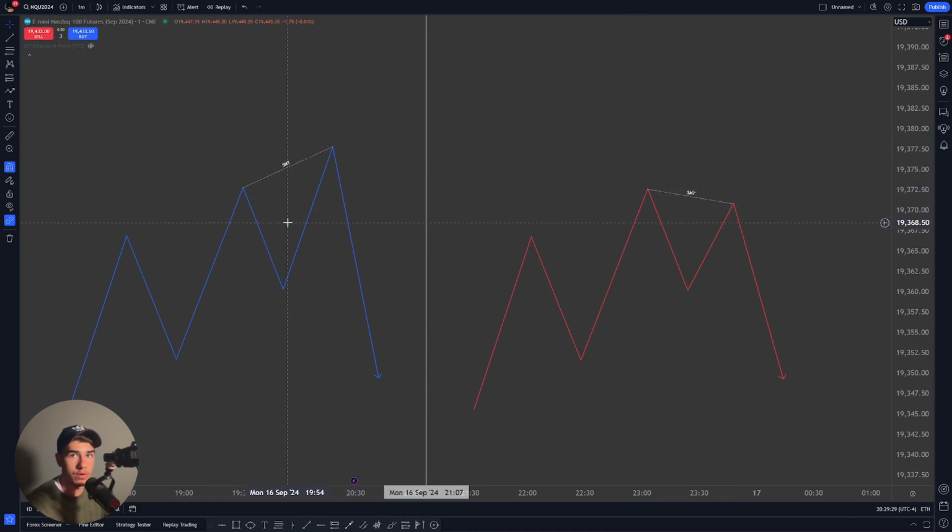Now, why is it important? Well, it's important because if we take a look at the majority of market reversals, there is an SMT present. So it's a very, very strong sign of a reversal. Now, we have a lot of SMTs happen throughout a day. So how do we know which ones we need to look for?